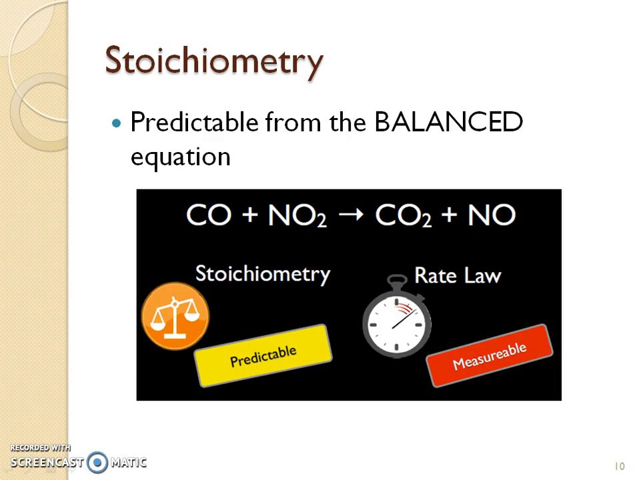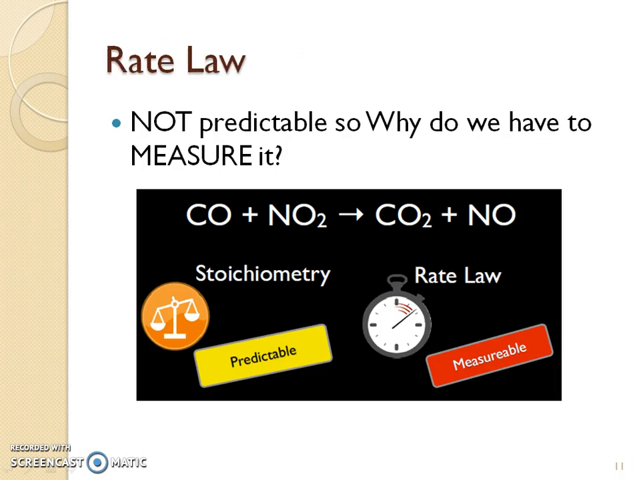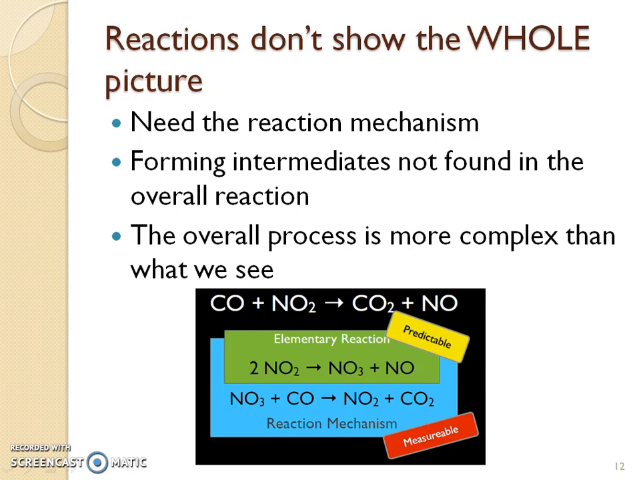So remember, stoichiometry can be predictable from the balanced equation. However, not the rate law. The rate law has to be measured. It cannot be predictable. We have to measure the rate. We have to get the data. We have to manipulate that data to figure out what that rate law expression is, because every single reaction has its own. So the overall reaction, let's say, does not show us the whole picture.